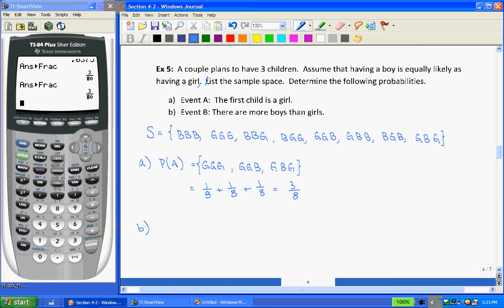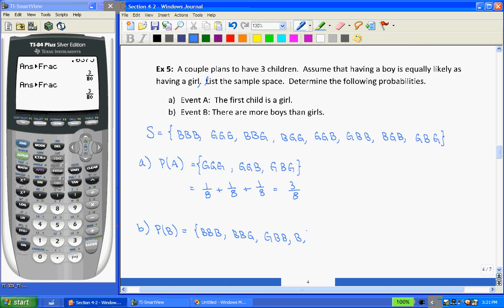Event B, there are more boys than girls. So for the probability of B, we're looking for all the times that we have 2 boys versus 1 girl. Or we could have 3 boys. That could be a possibility also. So this could be when we have all boys, because that's 3 boys and 0 girls. Or boy, boy, girl would work. Or girl, boy, boy.